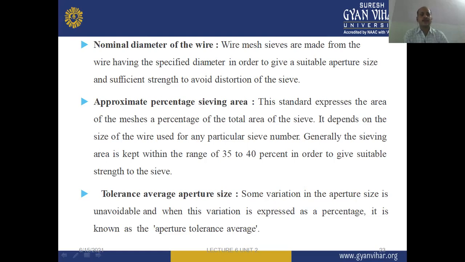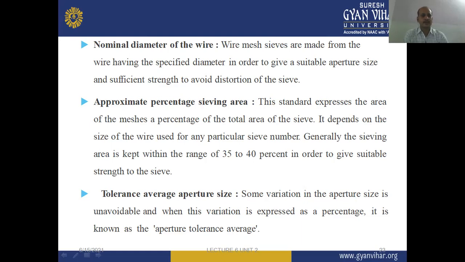Then, what is the approximate percentage sieving area? This standard expresses the area of the mesh as a percentage of the total area of the sieve. It depends on the size of the wire used for any particular sieve number. Generally, the sieving area is kept within the range of 35 to 40% in order to give suitable strength to the sieve.